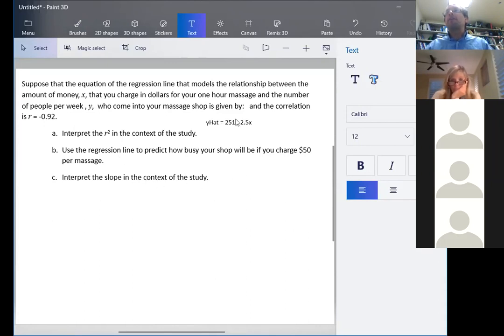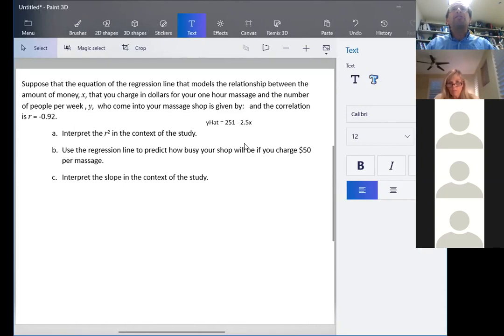Okay, let's look at the slope, and then I also want to look at the y-intercept since we're here. The slope is negative 2.5. So that says that on average, for every additional dollar that you charge for your massage, you're going to lose, on average, 2.5 customers. Does that make sense to everyone?